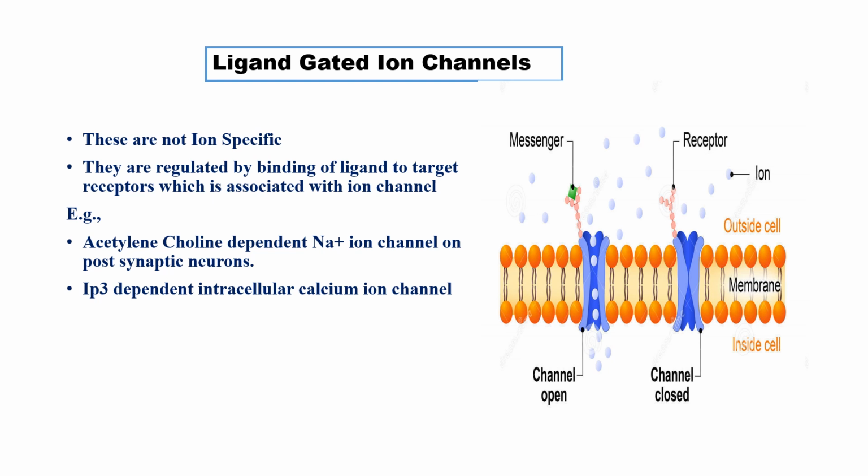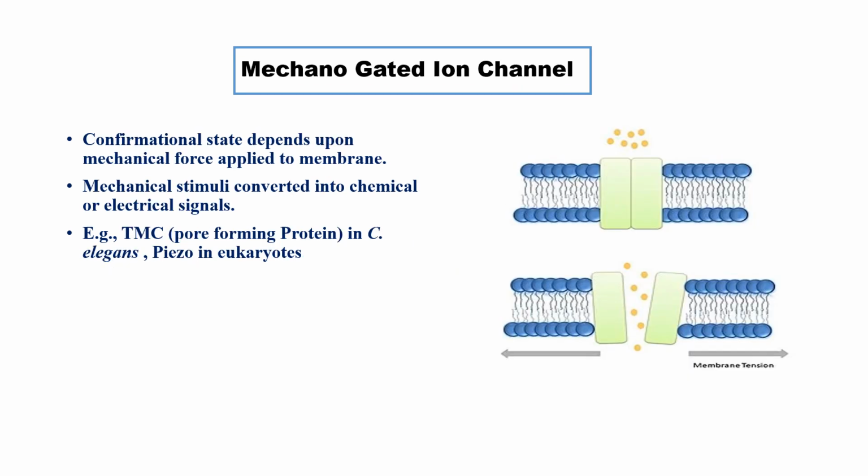The next one is ligand gated ion channel. These are not ion specific, as we discussed the voltage gated ion channels are ion specific, but ligand gated ion channels are not. They are regulated by the binding of the ligand to the target receptor, which is associated with the ion channel. When this messenger, or ligand, binds to this target receptor, it opens the ion channel, and the ions move from outside to inside the plasma membrane. Examples of ligand gated ion channels are acetylcholine dependent sodium ion channels on postsynaptic neurons and IP3 dependent intracellular calcium ion channels.